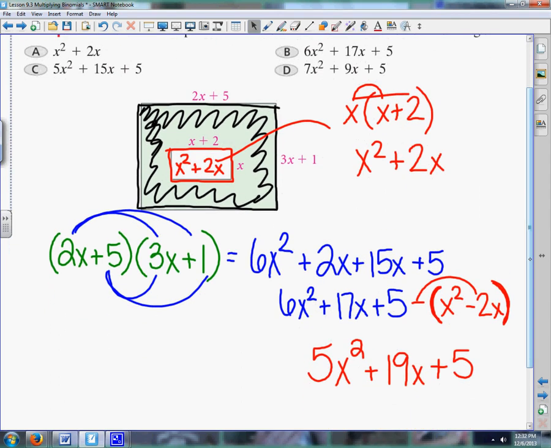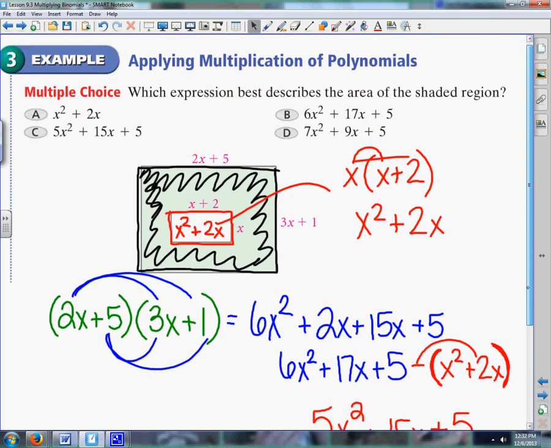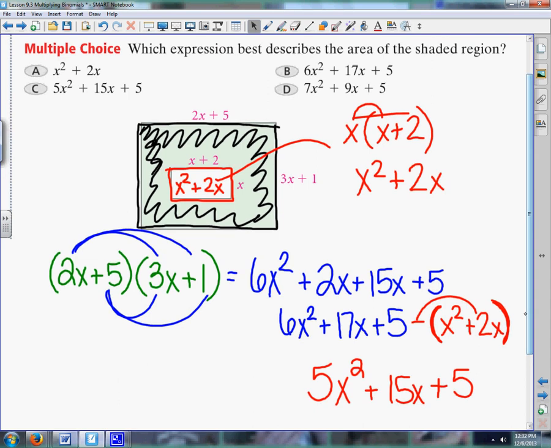What did I do wrong? Oh, I put this as a plus, and this is supposed to be a minus. Good thing. 15x plus 5. So then if I look at my answer choices, I have C is my correct answer.